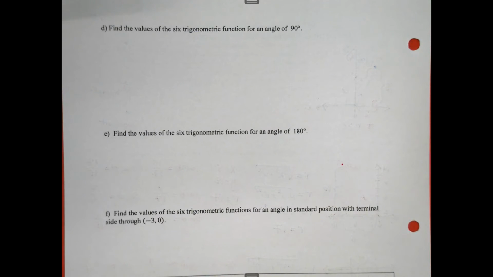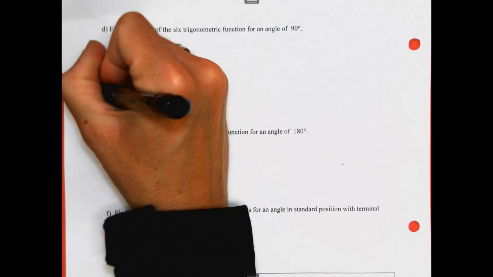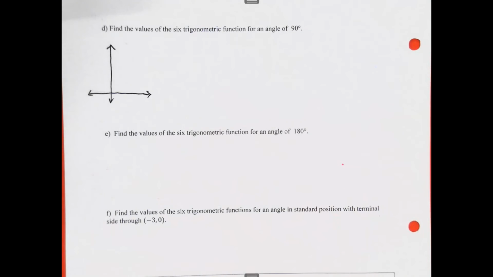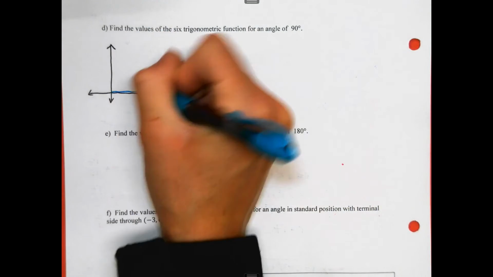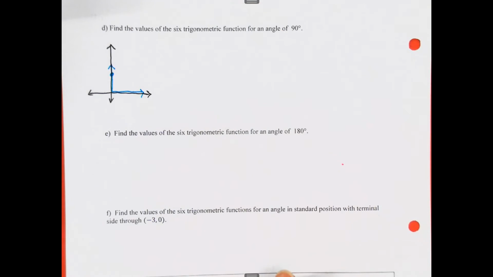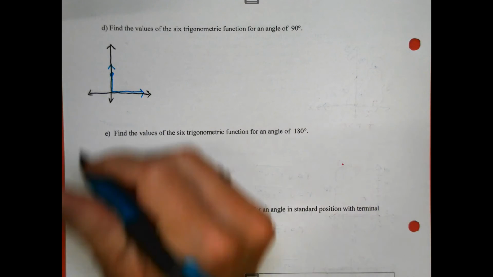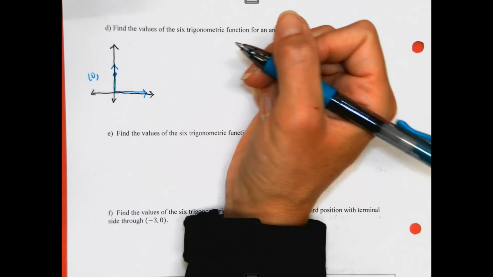Part D, find the values of the 6 trigonometric functions for an angle of 90 degrees. An angle of 90 degrees is a quadrantal angle. We need to choose any point on our positive y-axis. It doesn't matter what point you choose. Our x value will always be 0, and our y value can be anything.